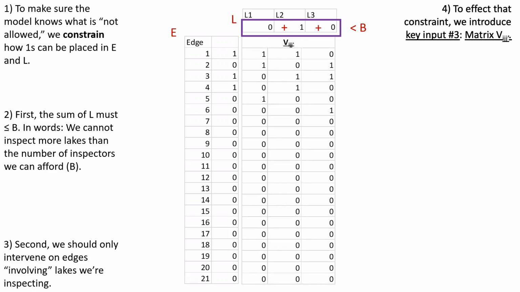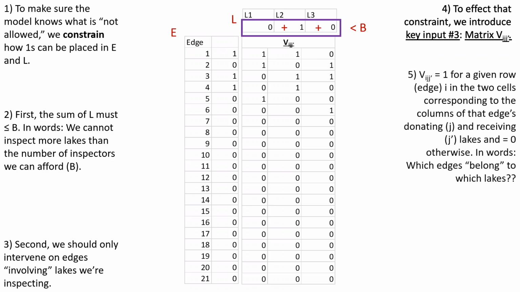V has I rows, so it has a row for every edge, and J columns, so it has a column for every lake. Inside of V, there are two values in every row that are a 1. It's a 1 wherever the receiving lake is involved in that edge. It's a 1 where every donating lake is involved in that edge. So we have two 1s in every row, and the rest of the values are 0. In other words, we're basically just telling the model what edges belong to what lakes. So this allows the model to connect our constraints here to not place any switches as 1s inside of E that it's not allowed to.